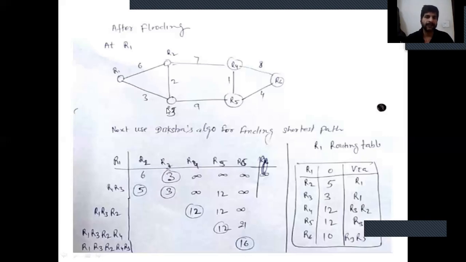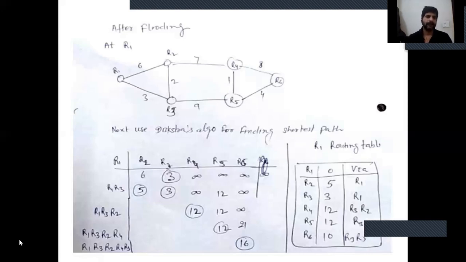Now the earlier value was 6, so 6 is replaced by the minimum value. R3 gives 3 plus 2 equals 5. R3 to R4 has no direct path, so the path through R3 gives 3 plus 9 equals 12. R3 to R6 has no direct path, so it is infinite. Now R3 is covered. Next, the available nodes are 5, infinity, 12, and infinity. The minimum value is 5, so we proceed from the node with 5.